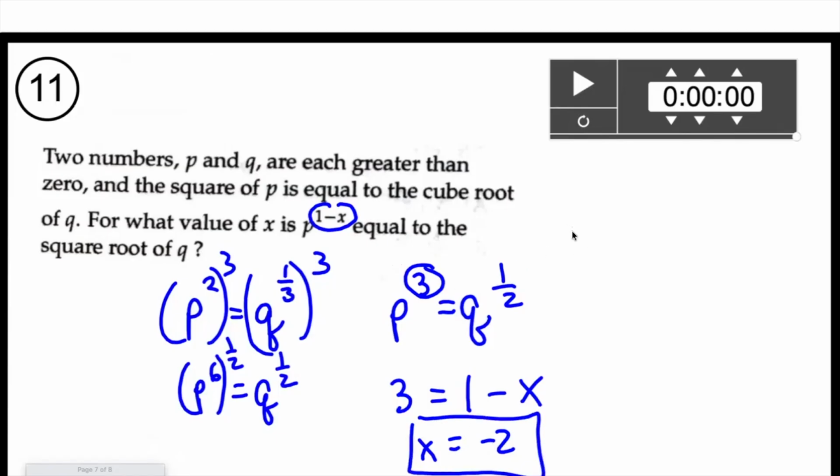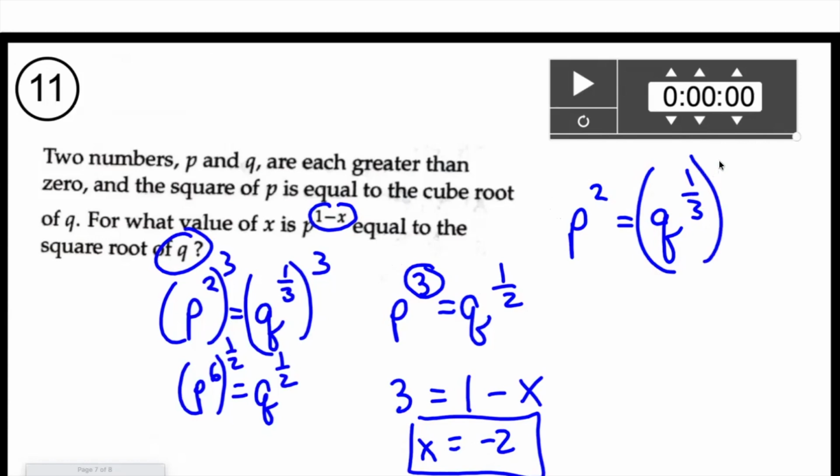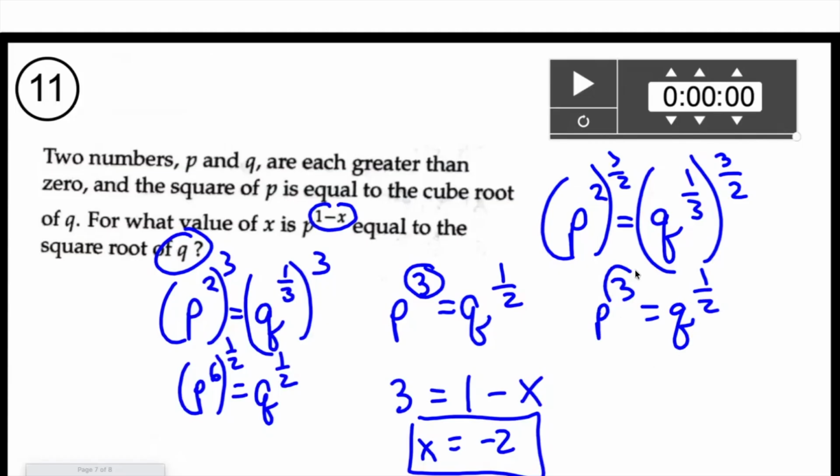Yeah, and if you go back to the original step, if we have P squared equals Q to the 1/3, if you know you want to get the square root of Q, you want this side to be 1/2. You could have just in one step raised it to the 3/2. Then you get P cubed equals Q to the 1/2 in one step. And then you could just figure out that X has to be -2 to get you this 3. All right.